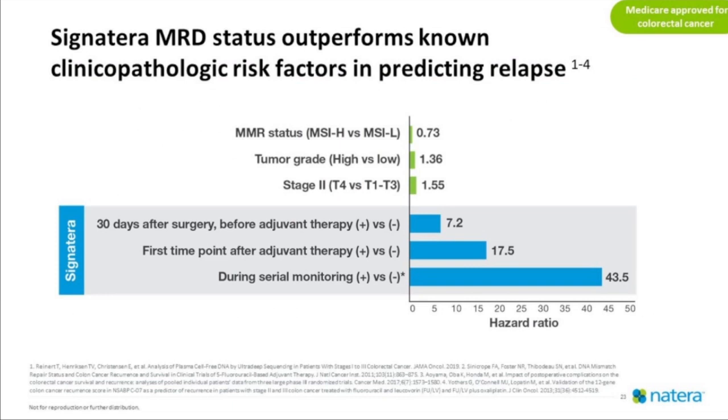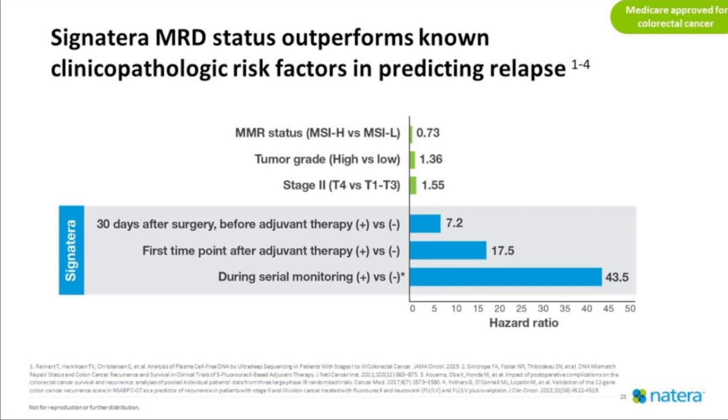And then this is the Signatera MRD status, identifying how, from a hazard ratio standpoint, it well outperforms the standard clinical pathologic risk factors in predicting relapse. So in the past, it was stage, tumor grade, MSI status. As you can see here, the hazard ratio is 0.73, 1.36, 1.55. Significant differences when you look at the hazard ratios providing the platform.